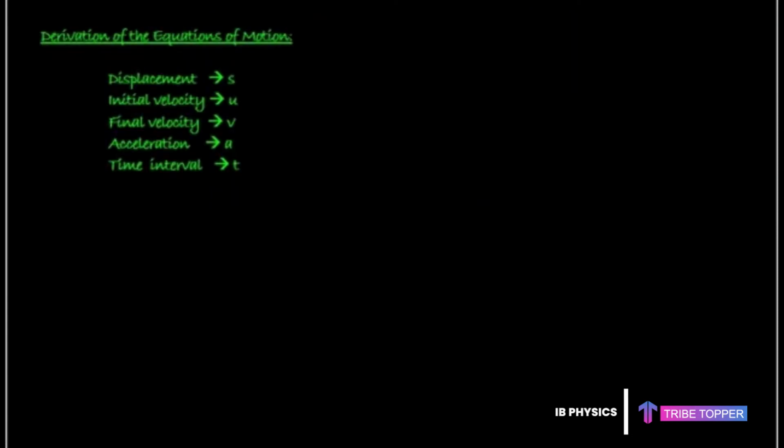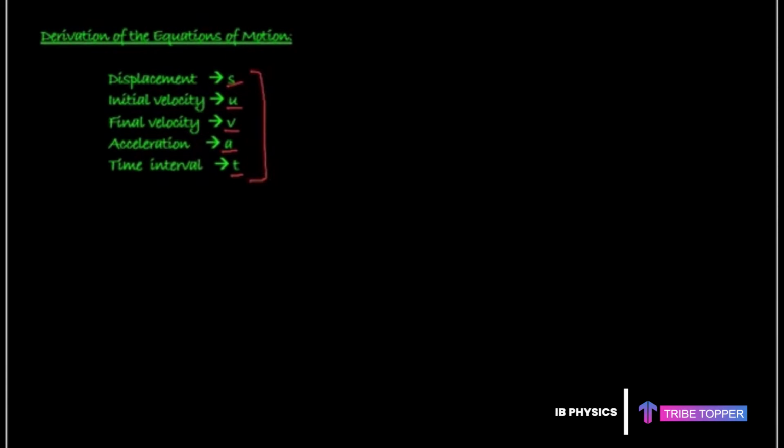Before we start deriving the equations of motion, we should know all the notations we use. Displacement is denoted by s, initial velocity will always be u, final velocity will always be v, acceleration of the motion will be a, and the time interval will be t. These are the general notations that we are going to use when deriving the equations of motion.